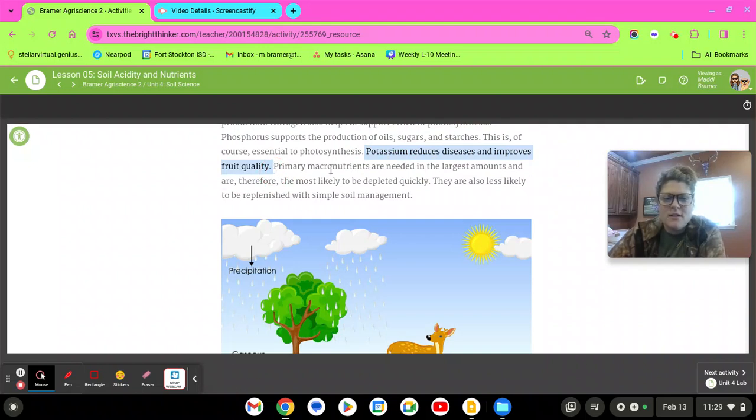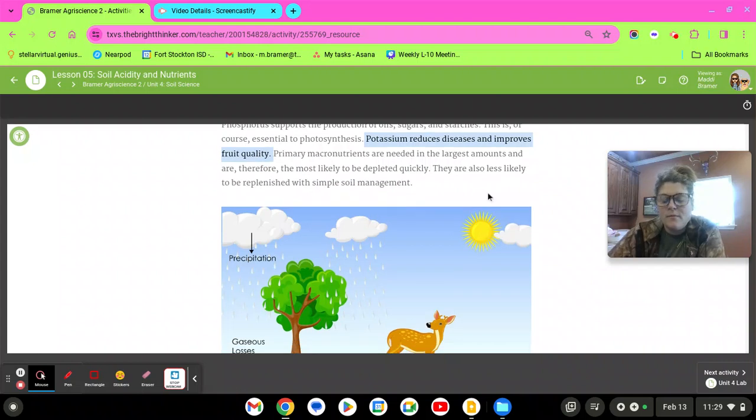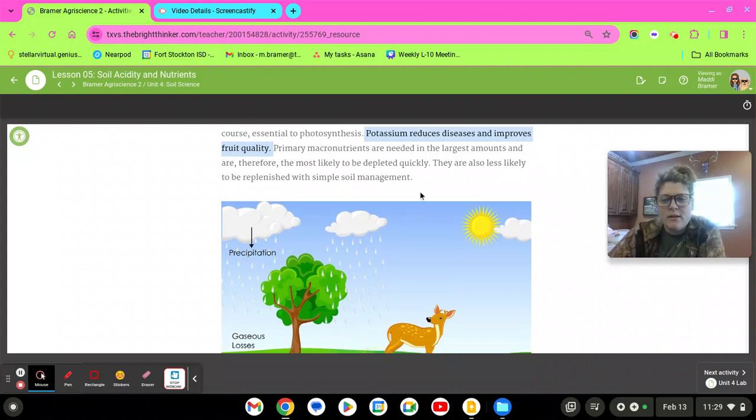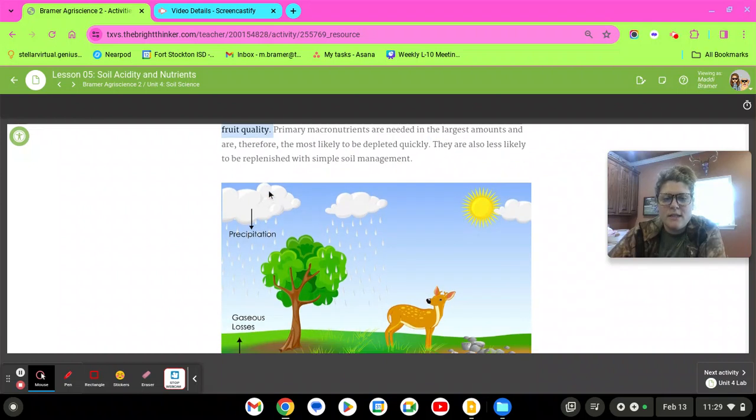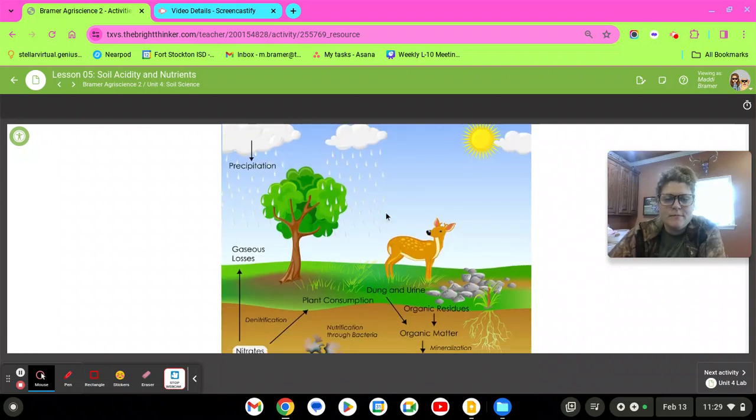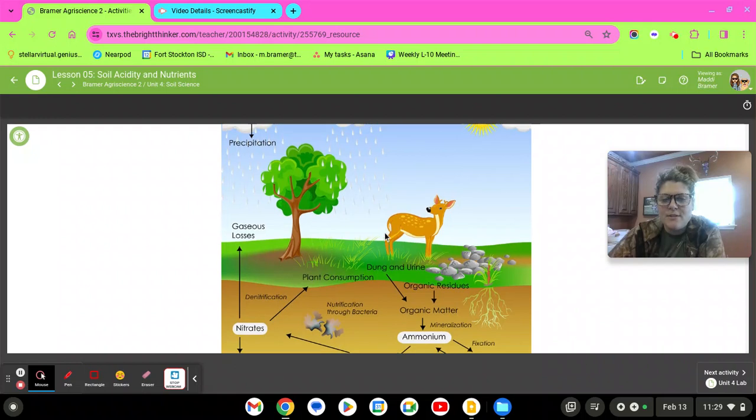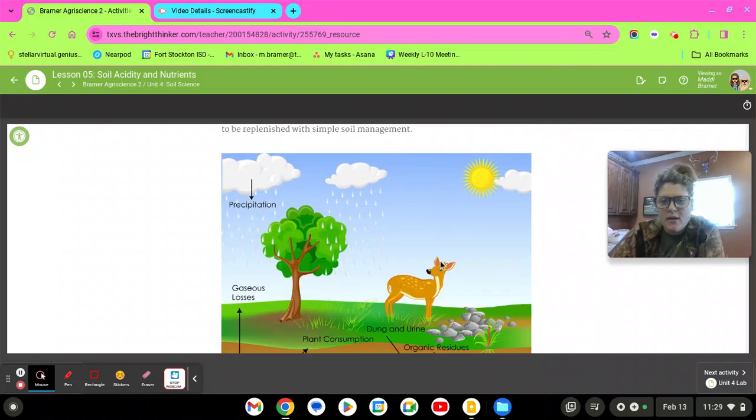These are needed in the largest amounts because they're the most likely to be depleted quickly. So they're less likely to be replenished with simple soil management. These are why fertilizers are heavy in NPK.